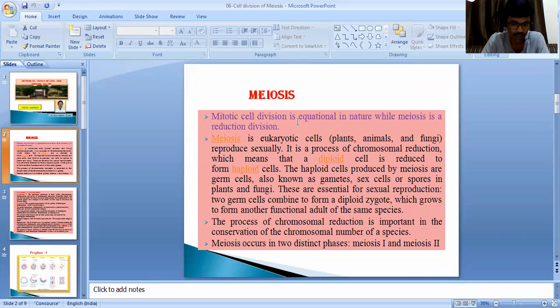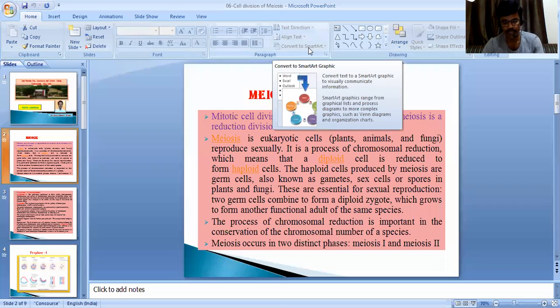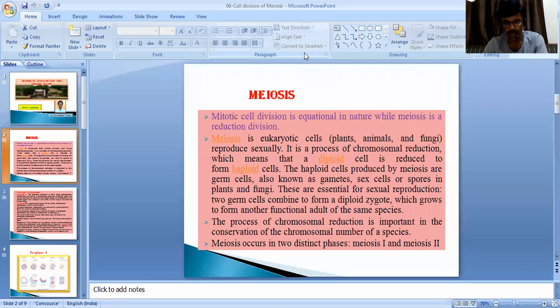First is meiosis first: prophase first, metaphase first, anaphase first, and telophase first. Then the second one is meiosis second: prophase second, metaphase second, anaphase second, and telophase second. These are the two types of reductional division of meiosis.